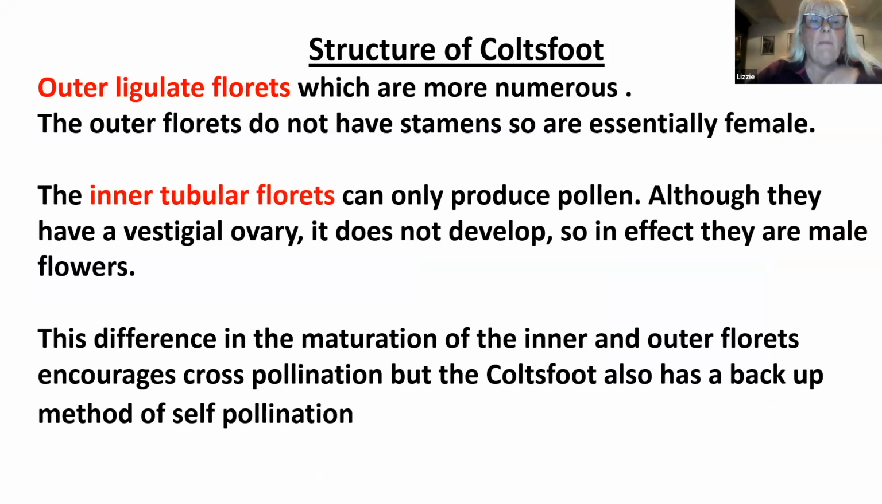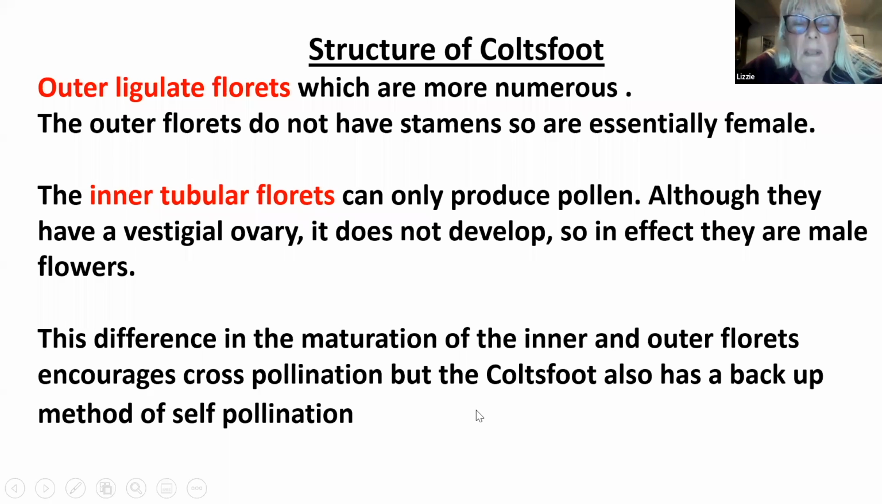Now I've used Colesford here because it's out now and you can see it. I had some nice photographs of it anyway, and it shows you a species where both ligulate and tubular florets are present in the same flower. So we've got outer ligulate florets, and they don't have stamens, so they're essentially female. Inner tubular florets can only make pollen, although they do have a remnant of ovary. It doesn't develop, so they're effectively male.